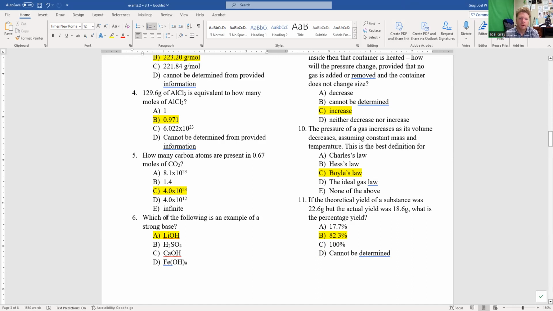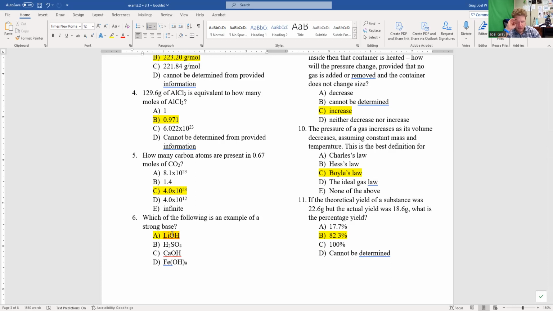All right. Next up is, which of the following is an example of a strong base? There's a couple of different options here that are good options. Anything with a hydroxide is going to be a base. H2SO4 doesn't have that OH, so that's off the table. Then we're left with CaOH, FeOH9.